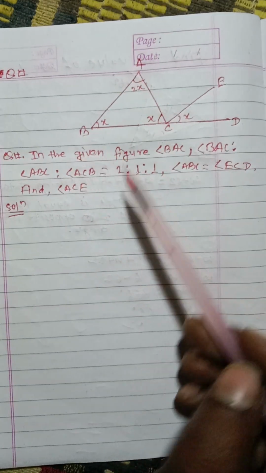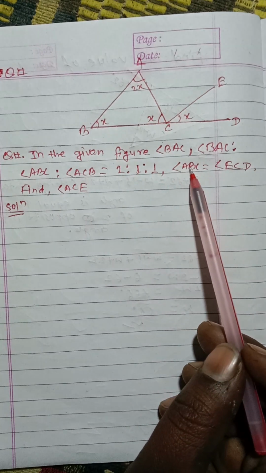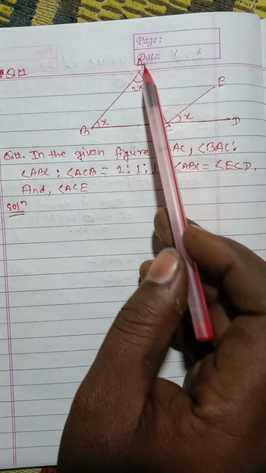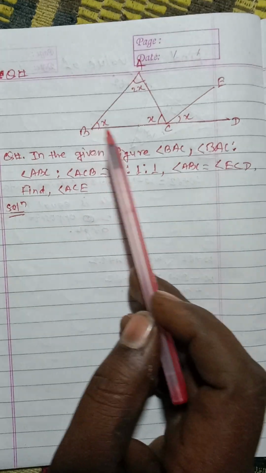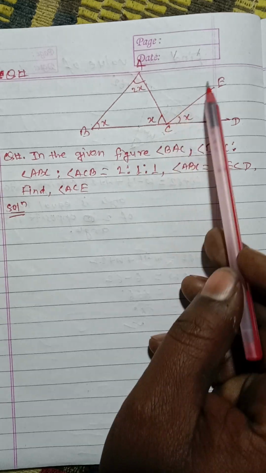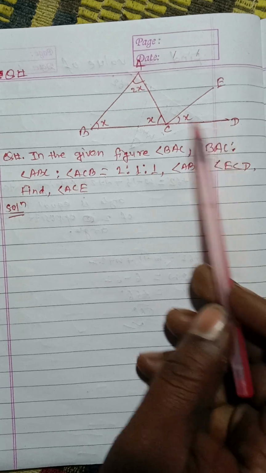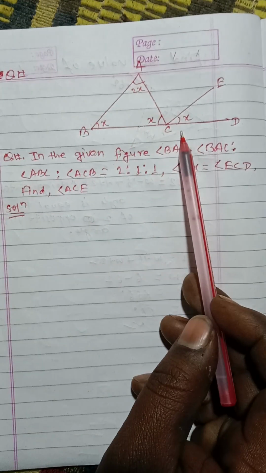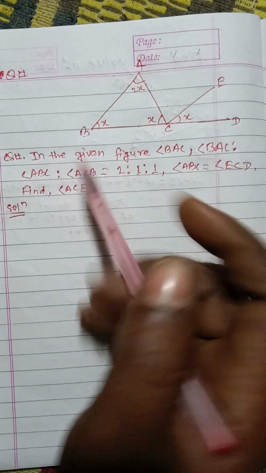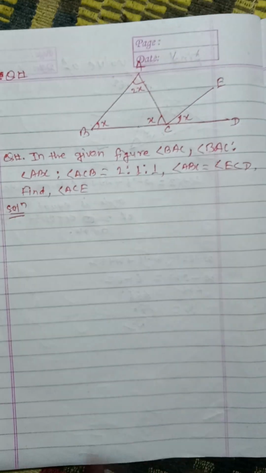Angle ACB is x, and angle ABC equal to angle ECD. Angle ABC equals angle ECD, and angle ACB equals angle ECD. It means this angle equals this angle.